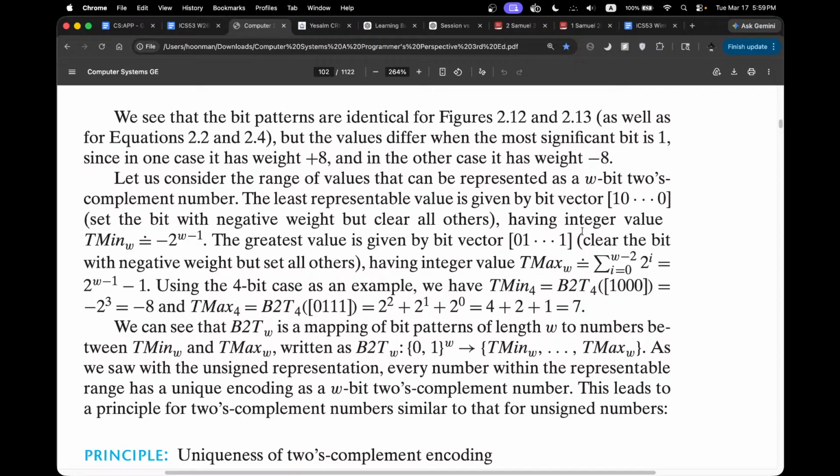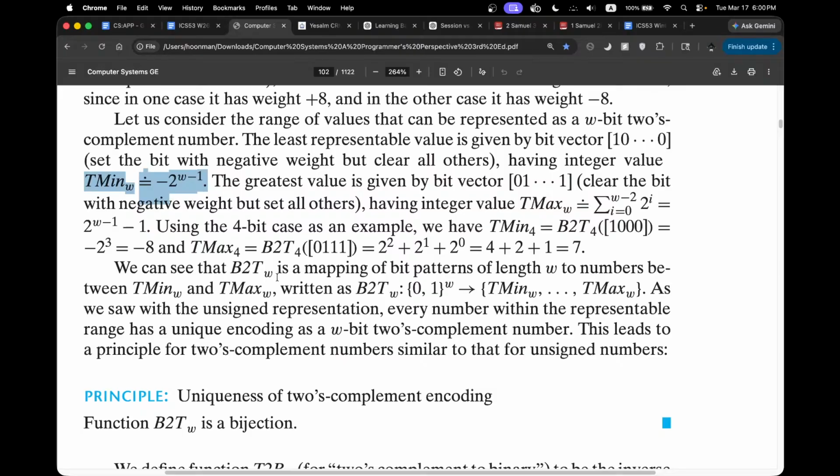Dude, what is happening? Okay, so minimum value is -8, max is 7.